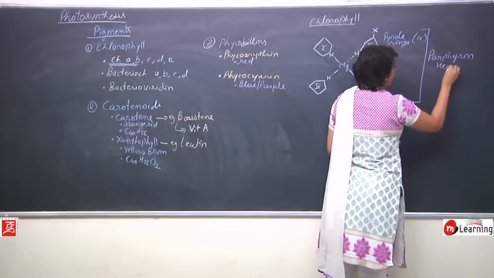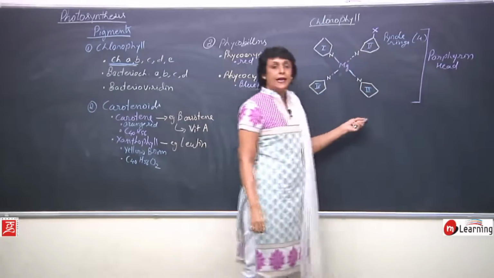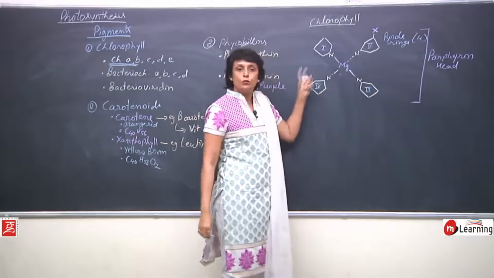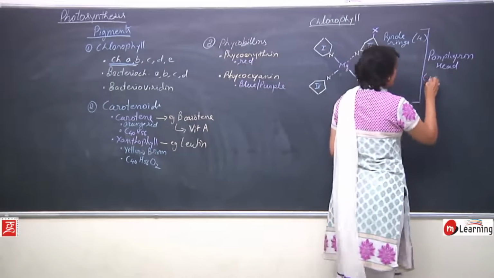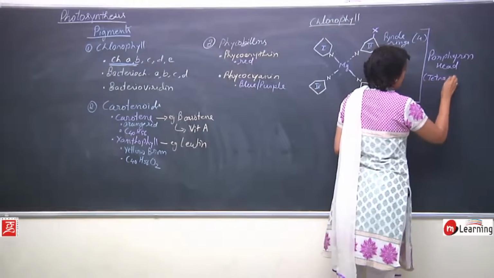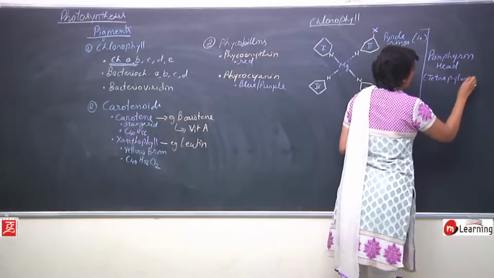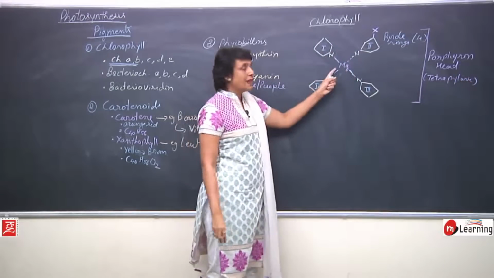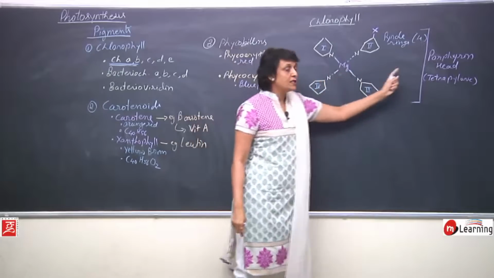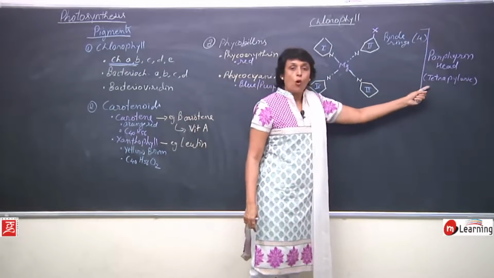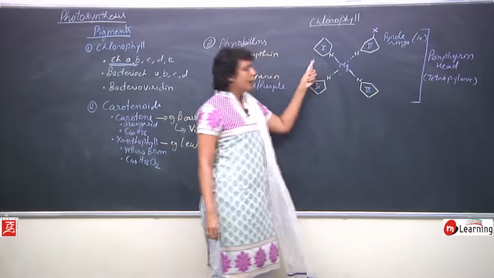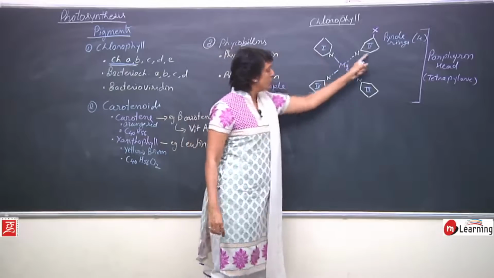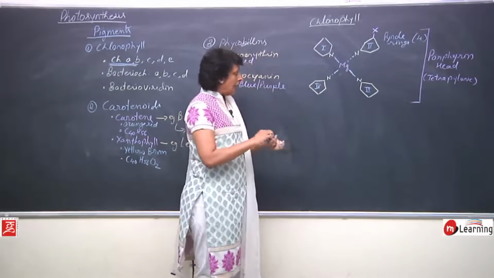Porphyrin head. And as this head is made up of 4 pyrrole rings, it is also known as tetrapyrrolic. The reason is 4 pyrrole rings make the head. The head is called porphyrin head or tetrapyrrolic. Numbering is important, 1, 2, 3, 4.